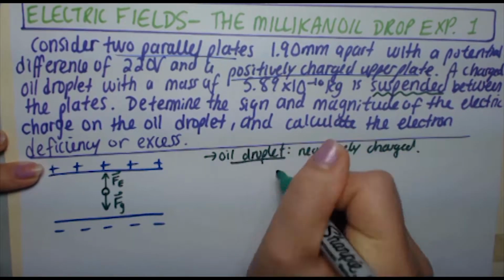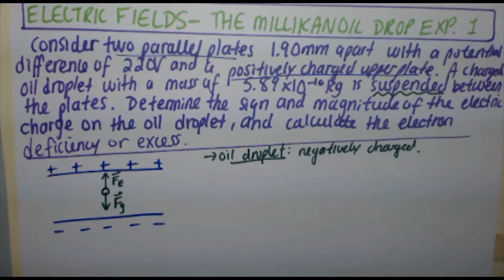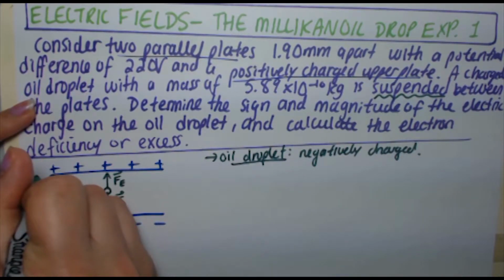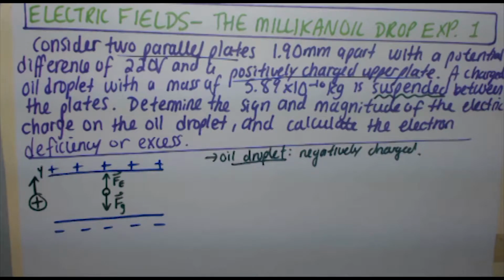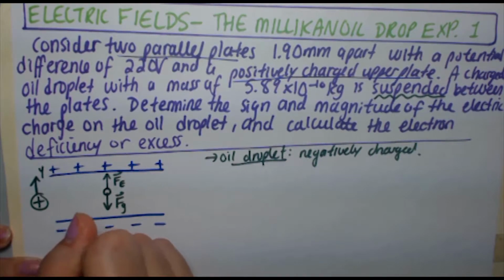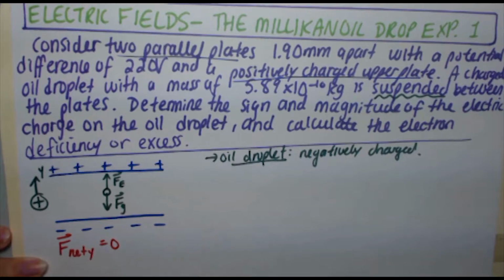Okay? All right. So we have our setup. I'm going to go ahead and define my positive direction to be up. So this will be my positive y direction. And I need to find the sign and magnitude of the electric charge. So I'm going to go ahead and use the fact that the oil drop is suspended, which means that it isn't going anywhere. That means the net force in the y direction is 0.